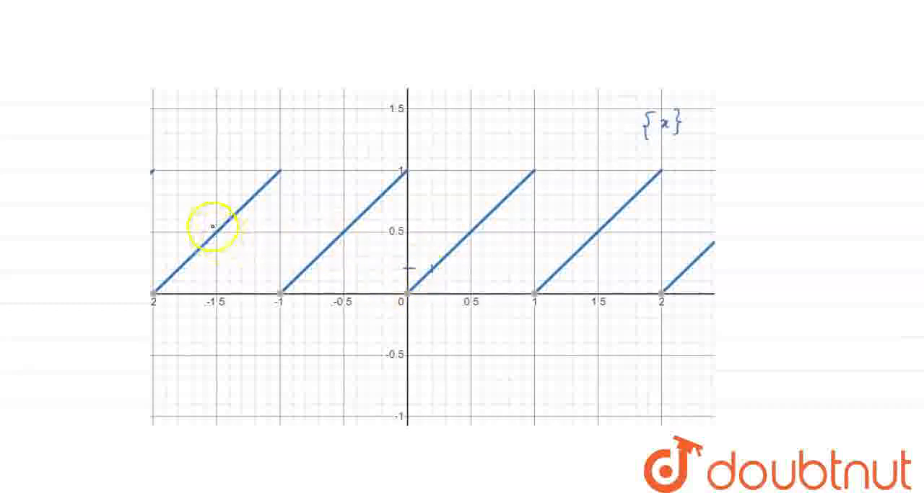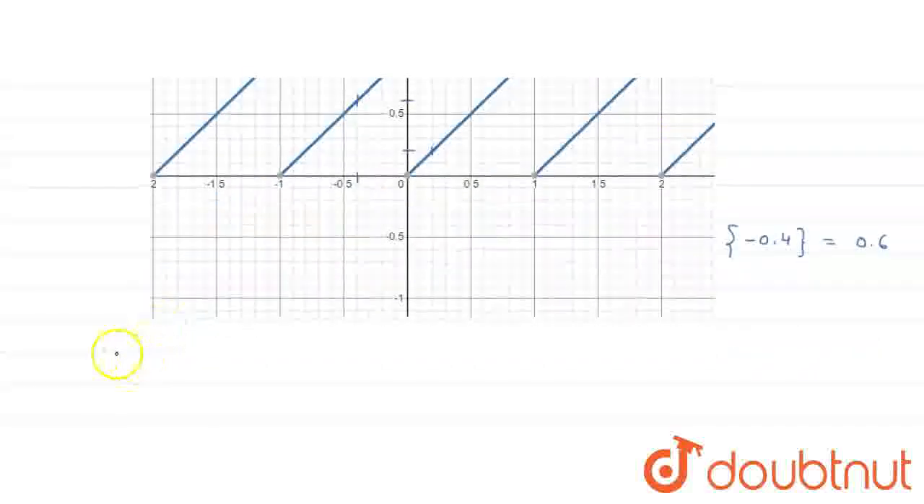For the negative numbers we can also check. Let us say this value is minus 0.4, and for this value what is our answer? 0.6. So for x equal to minus 0.4, what is the fractional part? 0.6, using the function. So this is the graph of the fractional part of x. Now we have to draw the graph of the fractional part of 2x.